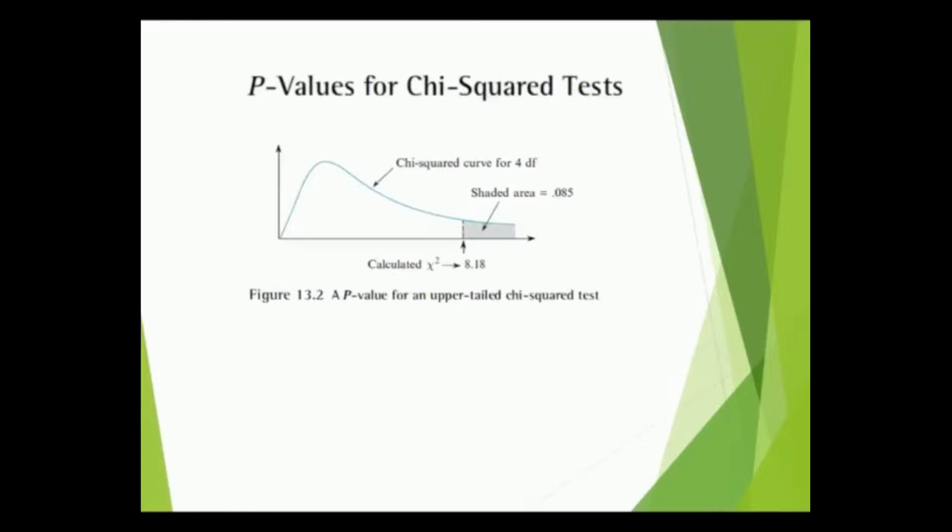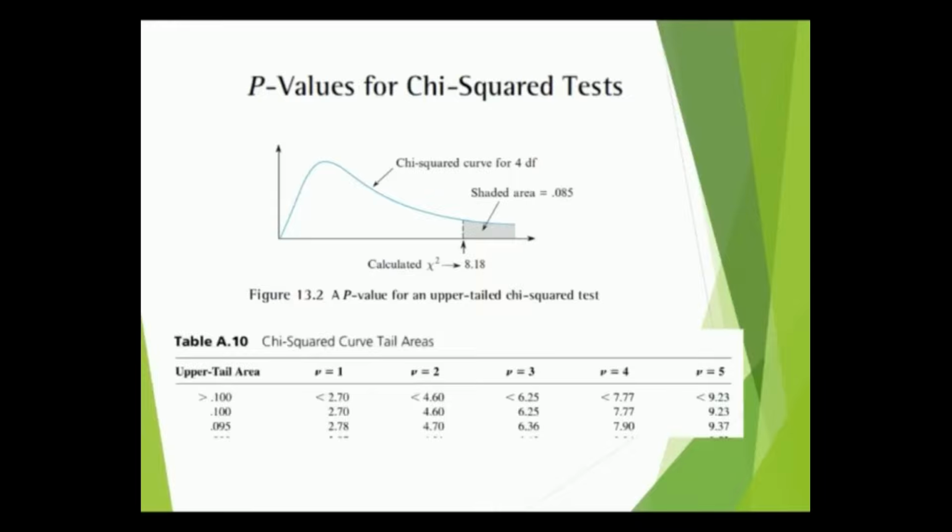A last remark is one that involves p-values for chi-square tests. You are familiar with table 8.6, which gives you the critical values, and you can get an interval for the p-value. But you can get the p-value more exactly by looking at table 8.10, which gives you chi-squared curve tail areas. In other words, it's giving you the probability to the right of a specific calculated chi-square. So you can see you are given your degrees of freedom at the top in the row here, and here your p-values, upper tail areas, are p-values.